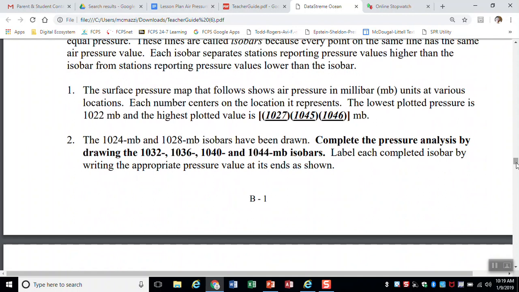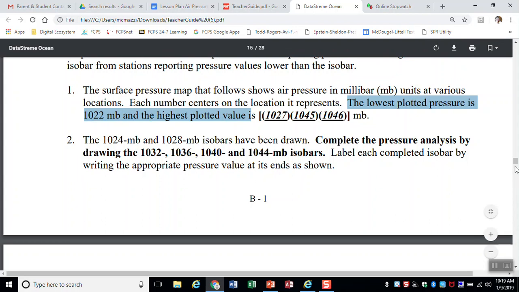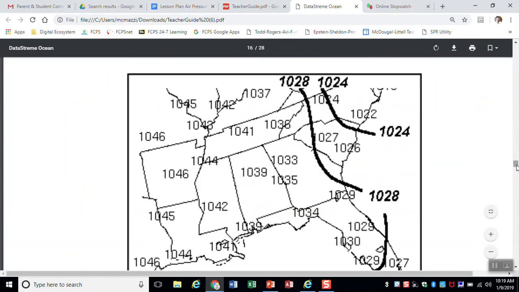The surface pressure map that follows shows air pressure in millibar units at various locations. Each number centers on the location it represents. The lowest plotted pressure is 1022 millibar, and the highest plotted value is what? Is it 1027, 1045, or 1046? Well, let's take a look at the map. You have to look at this map and scour every single number, and figure out which one is the highest number before you make your choice on question number 1.